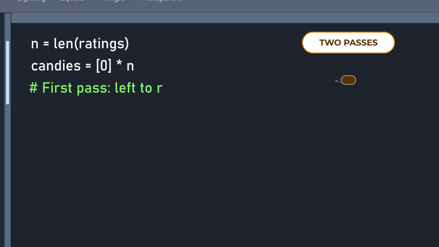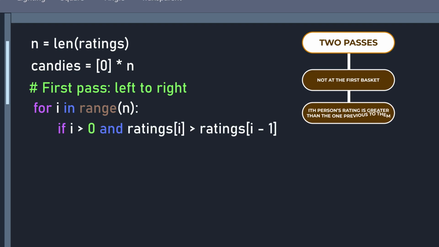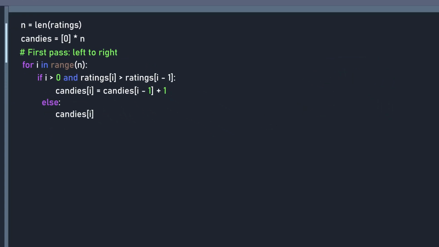In the first pass, the person checks whether they are not at the first basket and also whether the ith person's rating is greater than the one previous to them. If it is, that person will get as many candies as the previous person plus 1 more. Otherwise, they will only get 1 candy.